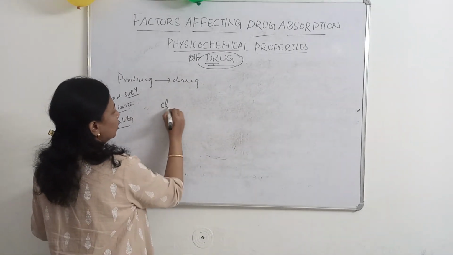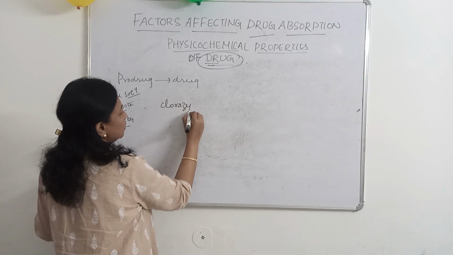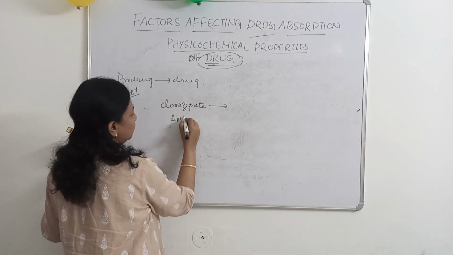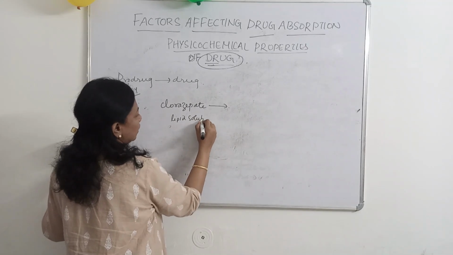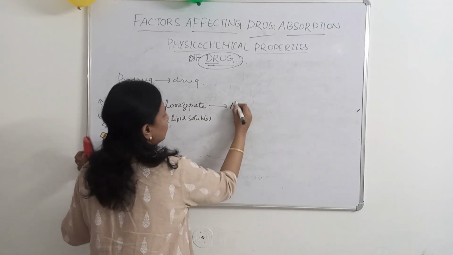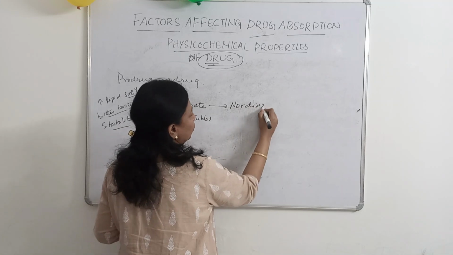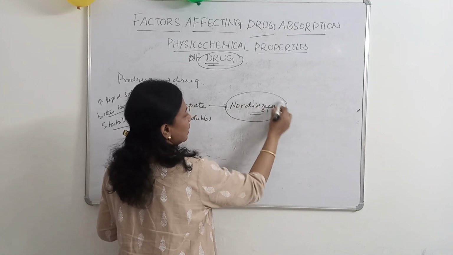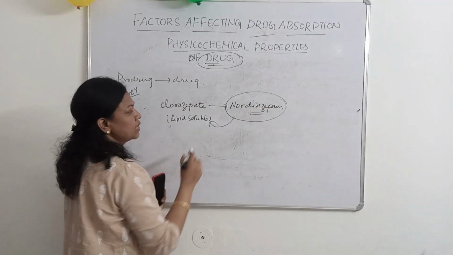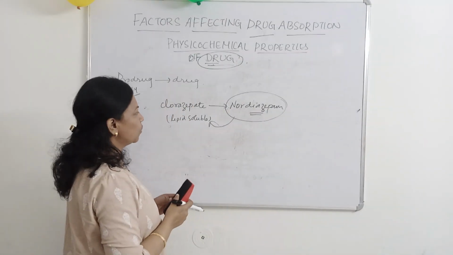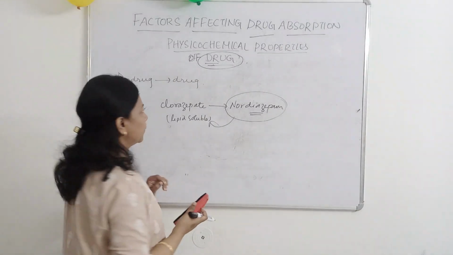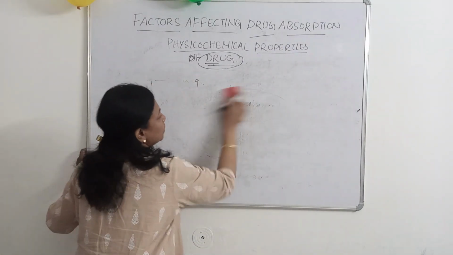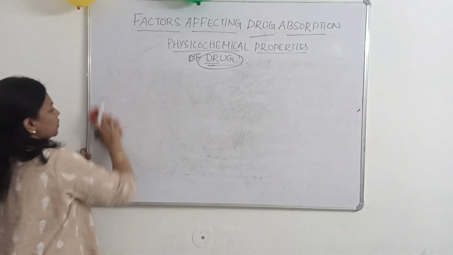For example, clorazepate is the prodrug which is a lipid soluble drug, which is the prodrug of nordiazepam. The sedative hypnotic nordiazepam has minimum solubility. To enhance its solubility, its prodrug is formed, that is clorazepate. So this is about the prodrug form, how it is going to affect the drug absorption.